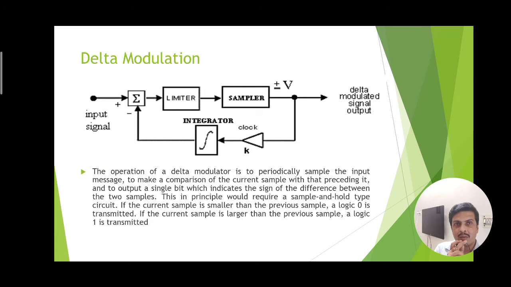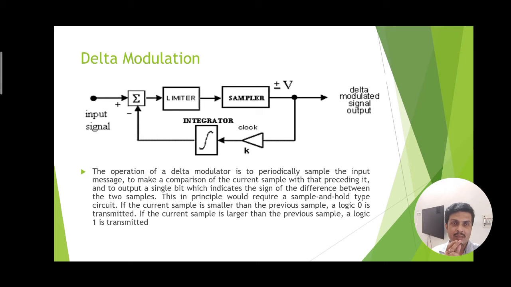Now delta modulation is one of the important modulation techniques utilized for digital modulation conversion, in which the input analog signal is taken and applied to the subtractor. The subtractor subtracts the previous quantized magnitude from the input message signal. Now if this comparison is positive, then it creates a positive error voltage, and if the difference is negative, then it produces a small amount of negative error voltage.